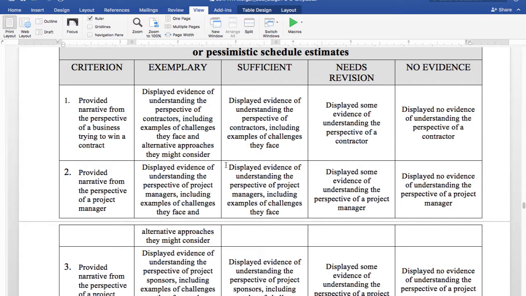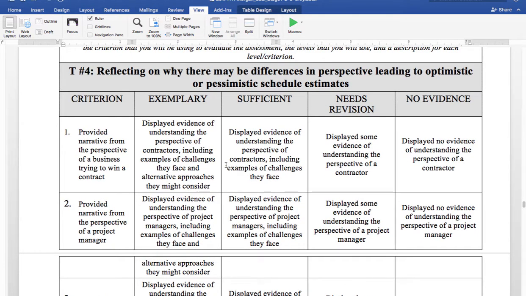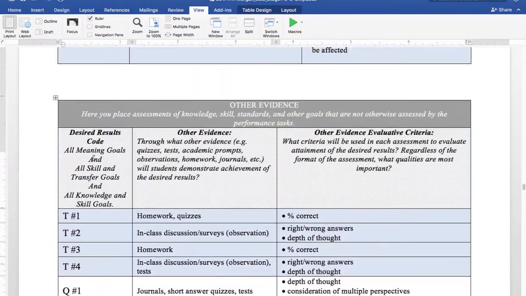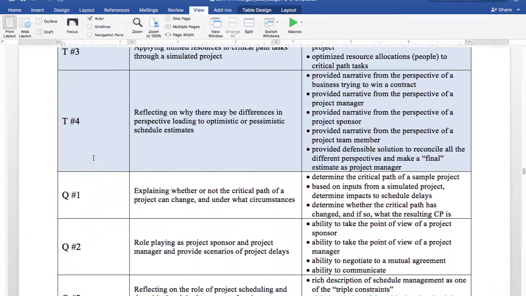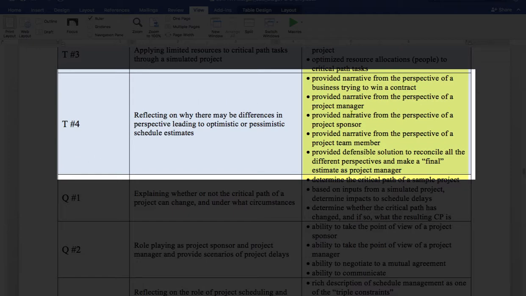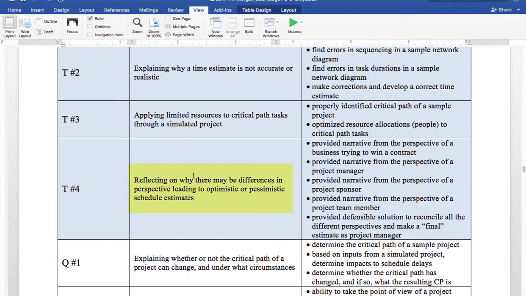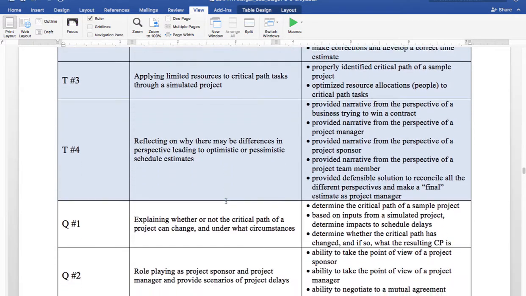It helps to level set expectations for the students. It helps to ensure that we as educators and instructors are aligned with learning objectives and a variety of other benefits. So in this case, I simply took the criteria here. Notice that there's 5, and if we go up to transfer assessment number 4, notice those are the same 5 criteria that I plan to use to evaluate this particular performance task, which is reflecting on why there may be differences in perspective.